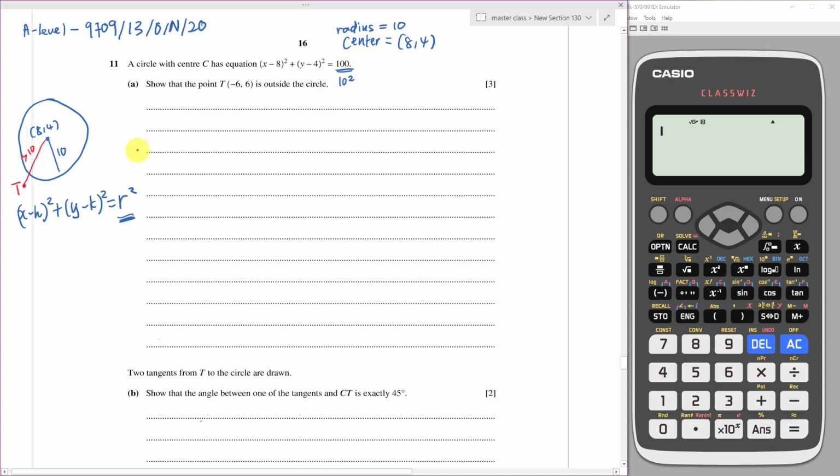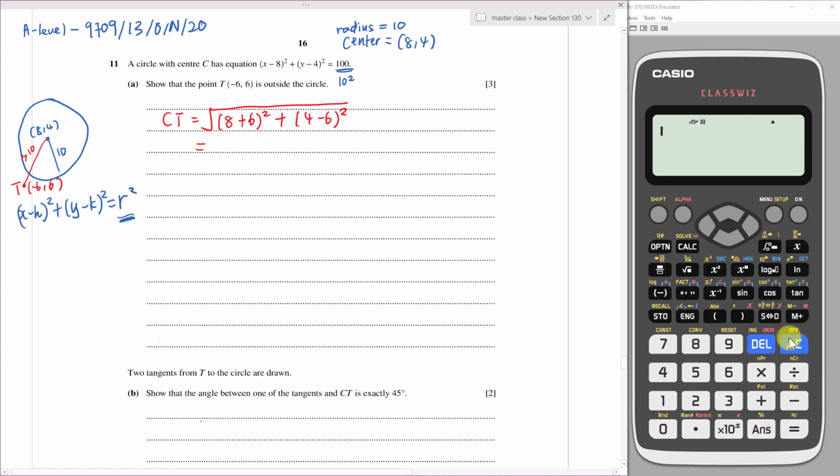If it's more than 10, it basically means it's outside of the circle. So what I will do here is find the distance of CT. I just write CT equals, and use the distance formula. T will be negative 6 and 6. So the formula is x minus x, so this one will be plus 6 squared, and then plus y minus y, which is 4 minus 6 squared.